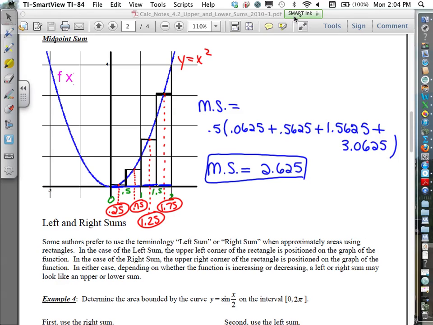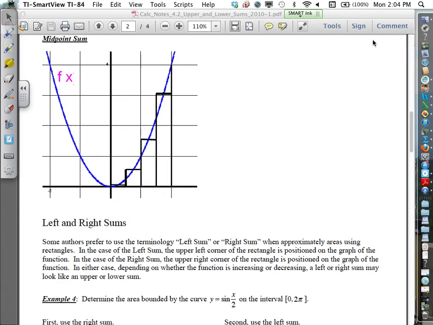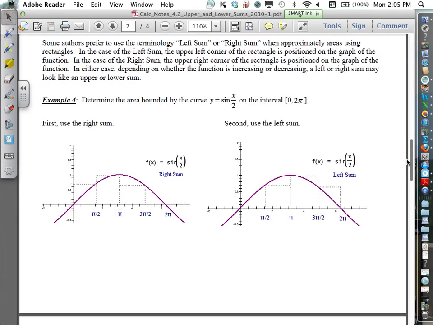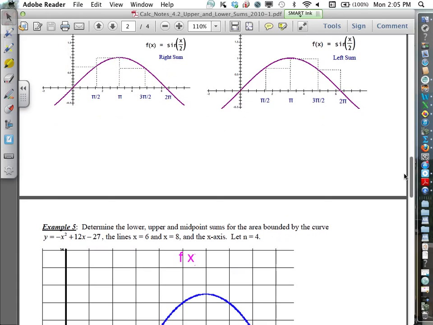So of the three sums that we came up with, the midpoint sum is going to be the most accurate so far for that estimate. You're going to do all of them. It'll just depend on the problem. Okay? All right, so let's look at this. We're going to put all these together here. I'm not going to do all these examples. We'll go through and set these up.